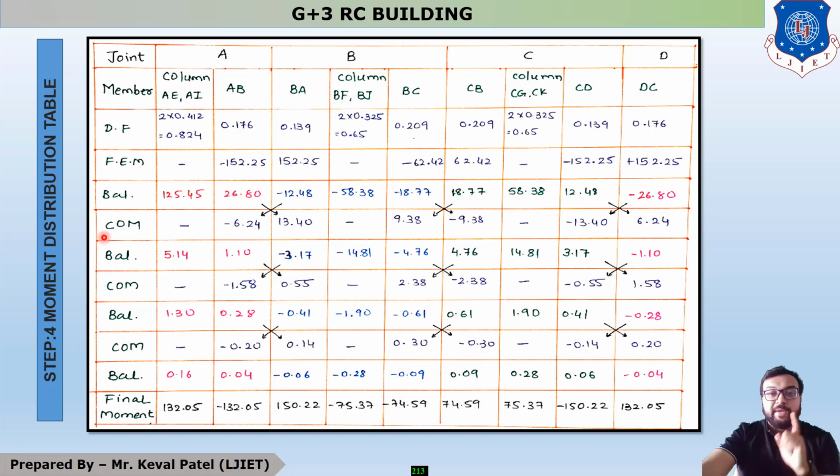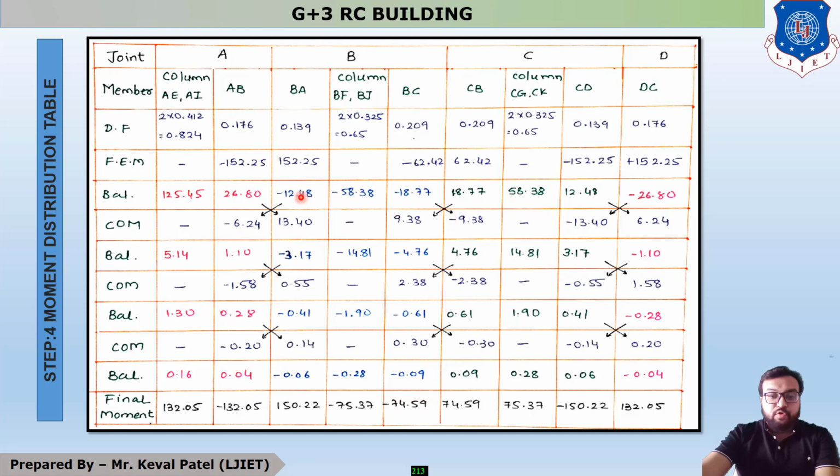Second is COM, carry over moment. It means you have to carry over half of the moment. So first of all, at column junction, at column, there are no carryover moments over there. So your first step is written as 0 on all the column junction. So you can see that this is 0, it means dash, dash and dash.